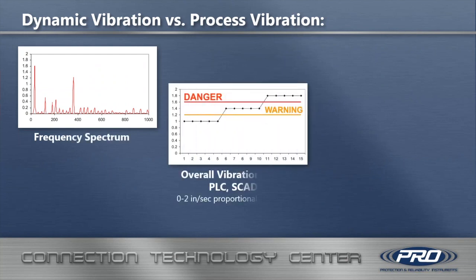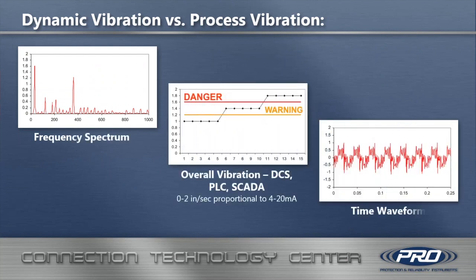This slide gives a good representation of 4 to 20 milliamp versus dynamic vibration. If you look at the middle graph, that is an example of an overall vibration outputted by a DCS, PLC, or SCADA system. And then on the left, you'll see a frequency spectrum, and on the right, you'll see a time waveform. Those are for a dynamic reading.